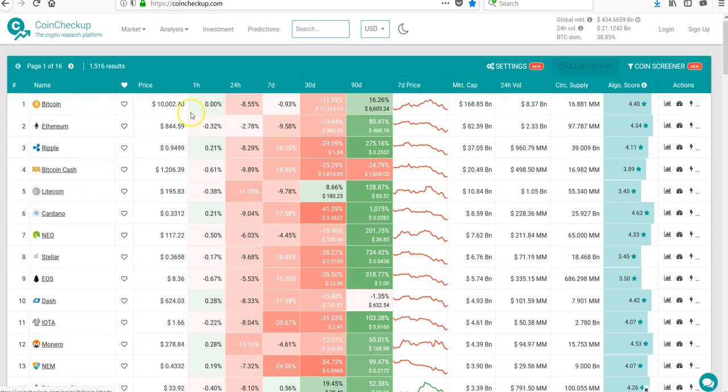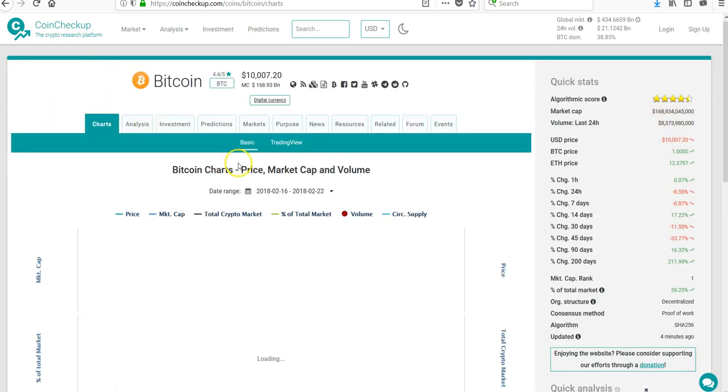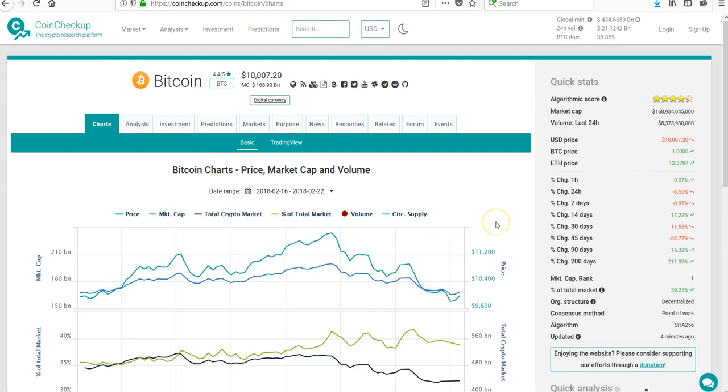If we look back here at Bitcoin, what's nice about this site is there's so much data and so much information to take a look at. So if we look over here, over the past 90 days, Bitcoin has been up 16%. That's a phenomenal return when you put that up against legacy financial instruments. But take a look at what Bitcoin has done over the past 200 days. It's performed obviously very well.